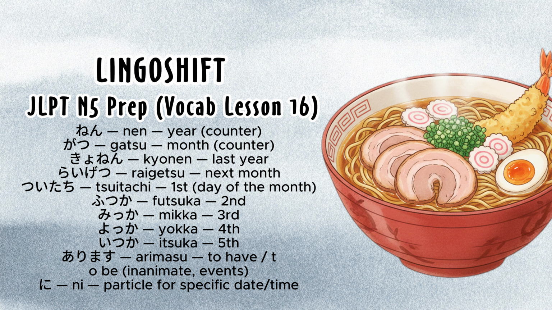happen. To do this, we need a new verb, arimasu, which means to be, to exist, or to have for events and inanimate objects. Let's practice making a full date and using our new verb.